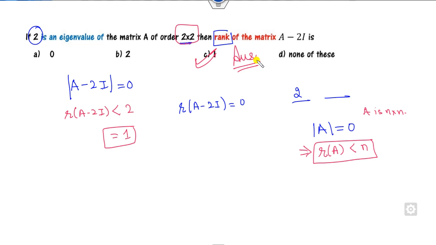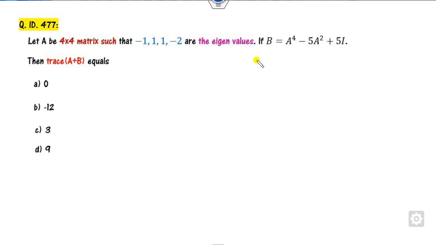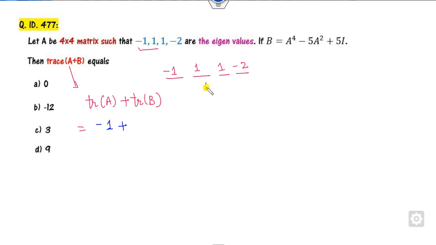That's a very simple concept. Okay, A is a 4 cross 4 matrix, so it has 4 Eigen values. The trace of A plus B you can write as trace of A plus trace of B. What is the trace of A? These are the Eigen values: minus 1, plus 1, plus 1, minus 2. The trace of A is the sum of the Eigen values. So the sum of the Eigen values will be minus 1.